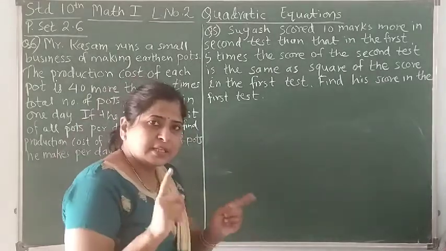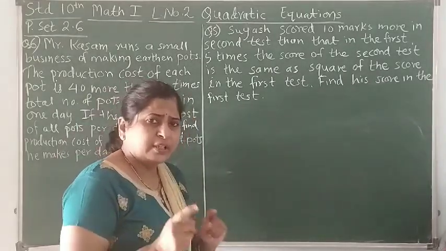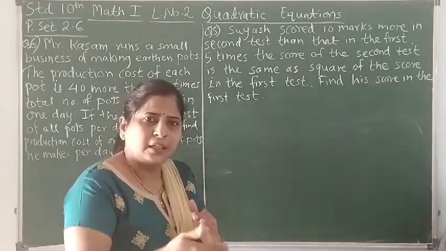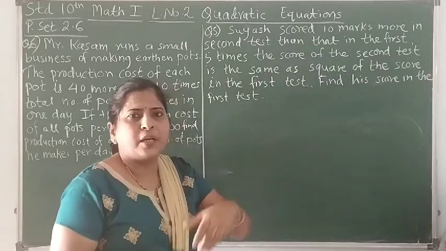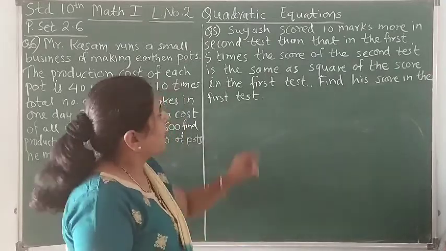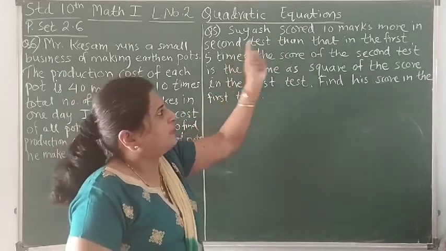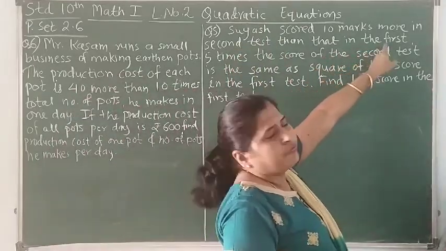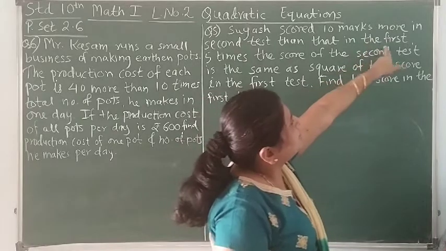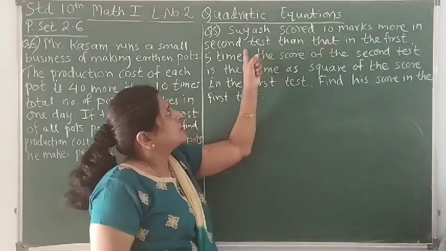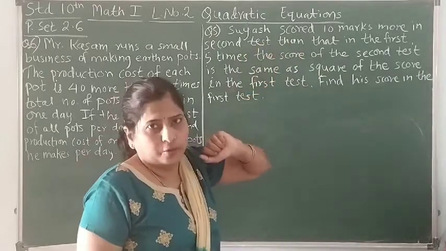Okay, so here we can see there is a comparison. So whenever there is a comparison, we know that the second thing with which the first thing is compared should be taken to be x. So here the first thing is mark score in the second test, and the second thing is mark score in the first test. So we should take the mark score in the first test to be x, then what will be the second test marks? They are 10 more.